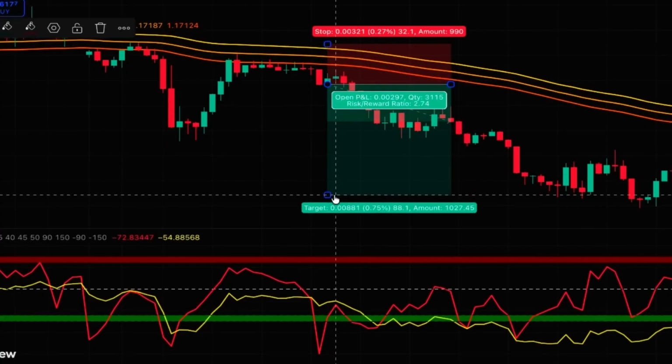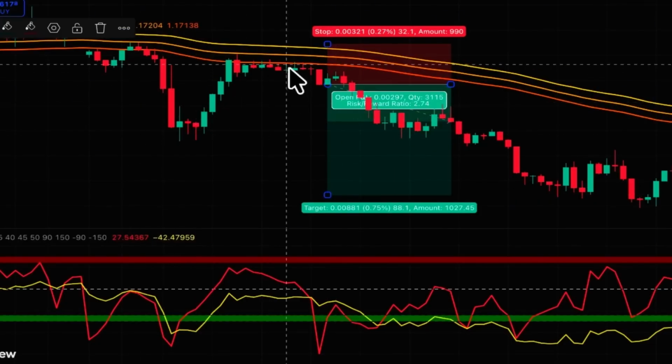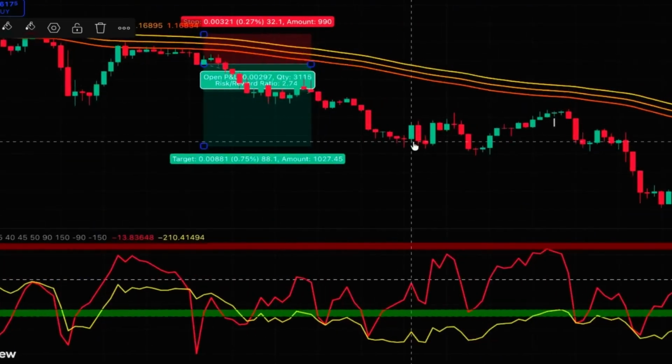I recommend when the price goes below the ribbon, you take a trade only on the first pullback, because on the next pullbacks you will have higher risk of being at the end of the downtrend. But if you want to take a higher risk, you can also take the next pullbacks.